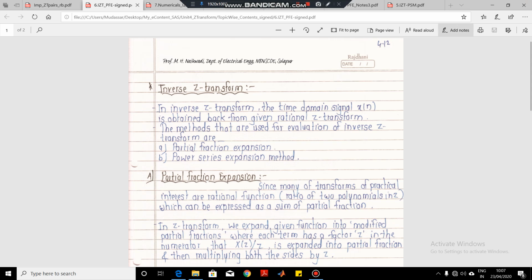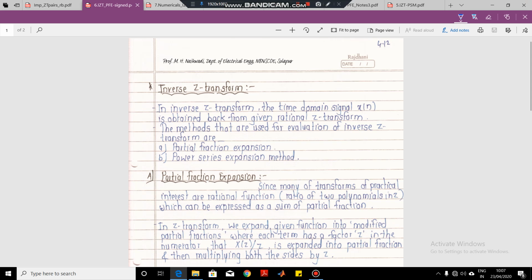So what is inverse Z transform? Normally when we have a signal x of n, this x of n is in the time domain. When we transform this signal to the z domain, we take the Z transform. When we take the Z transform of this x of n, we get x of z. So x of z is called the Z transform.